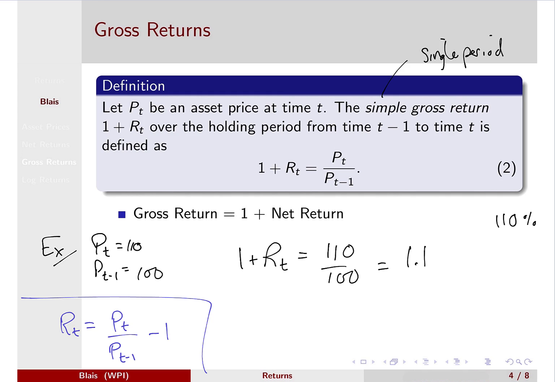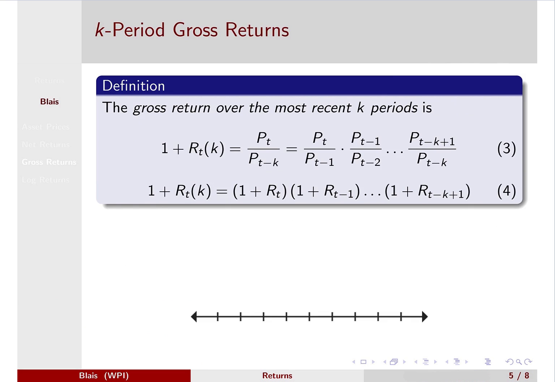But the key thing to recognize is that this is for a single period. In the context we're thinking of, for a single day. Well, what if you wanted to look over k periods or k days? We then define the gross return over the most recent k periods in this way. And so the way to imagine this now is you're here on day t minus k, and you hold it up to time t. So your holding period is now this multiple period interval.